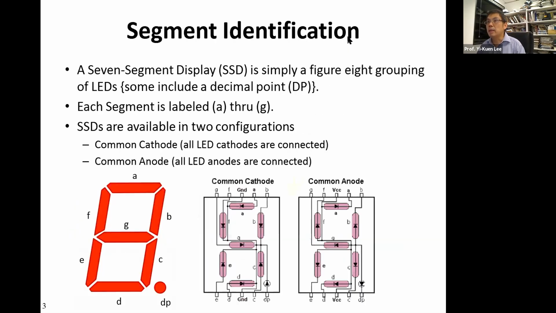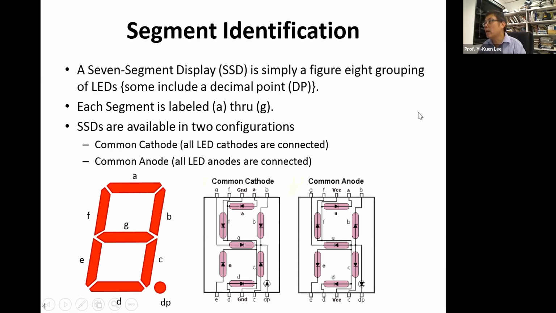Today I just show you a very simple introduction of these displays. How can we identify them? It's actually 7 plus 1, or a total of 8. The 7-segment display is actually a figure-8 grouping of LEDs. Here you can see the 8, right? We put this kind of spatial coding: on top is A, on the right-hand side we have B, and then C, D, E, F, G, and one more. This is 1, 2, 3, 4, 5, 6, 7, plus an additional decimal point. So in reality we have 7 plus 1, which is 8 segments.